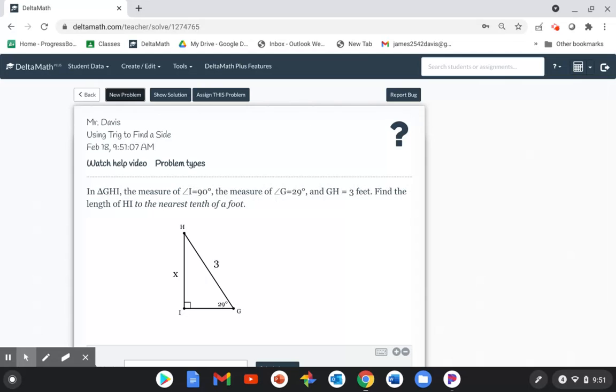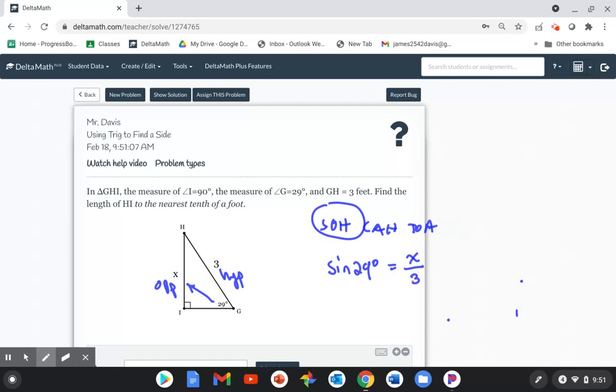Okay, so with this one, we've got the, right, SOHCAHTOA. We've got an opposite, right? And we've got a hypotenuse. So that's going to be sine. So sine of 29 degrees equals the opposite, x, over the hypotenuse 3.